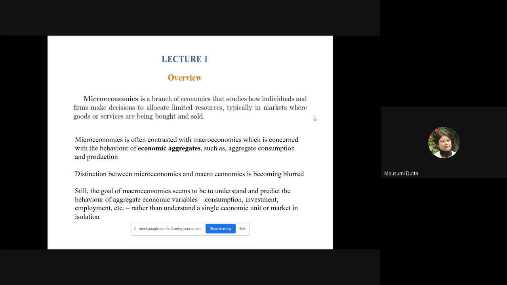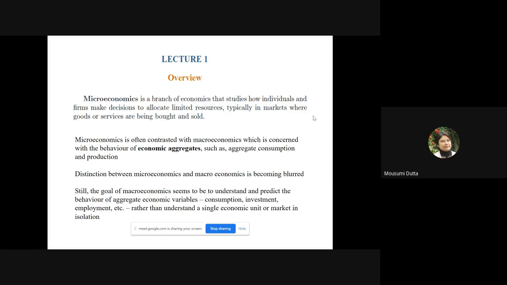How will we measure it? So all these kinds of decisions will come from the macro concepts. Okay, so these are some basic definitions of micro and macroeconomics. As you go on and go through the things, you will understand them better.